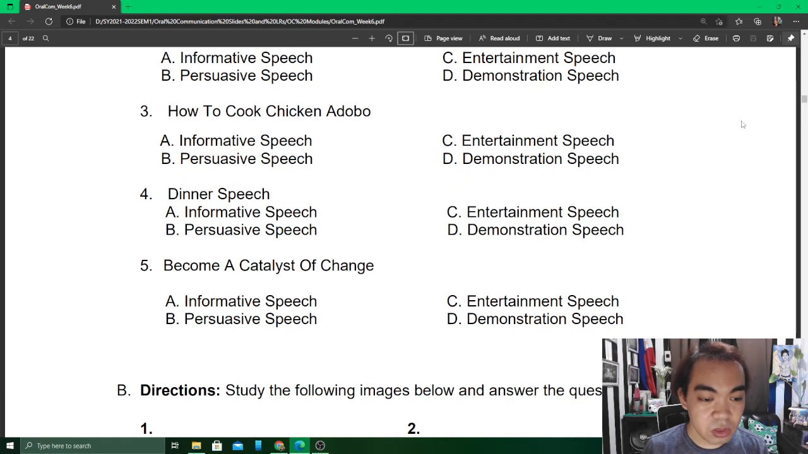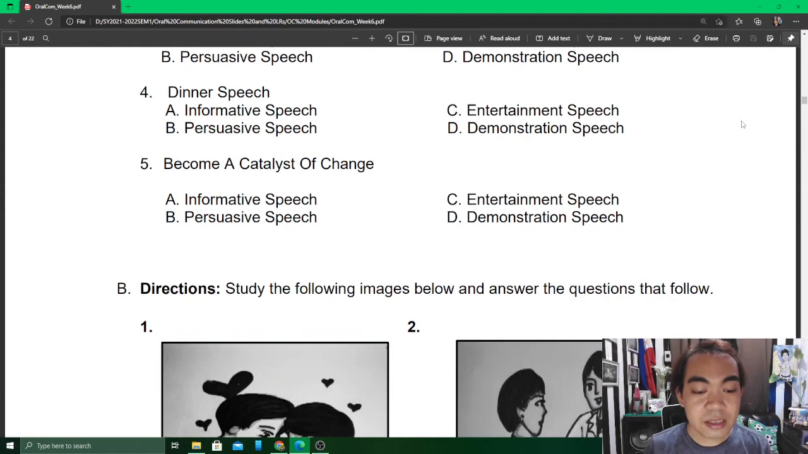Dinner speech will have to be persuasive, or you could also use entertainment speech. Depende sa kung ano ang purpose kung nga inhimo ang ina dinner speech. But mostly, the dinner speeches are done to persuade those who are listening. Number 5, become a catalyst of change is also a type of persuasive speech because you are trying to push your audience to become catalysts of change.